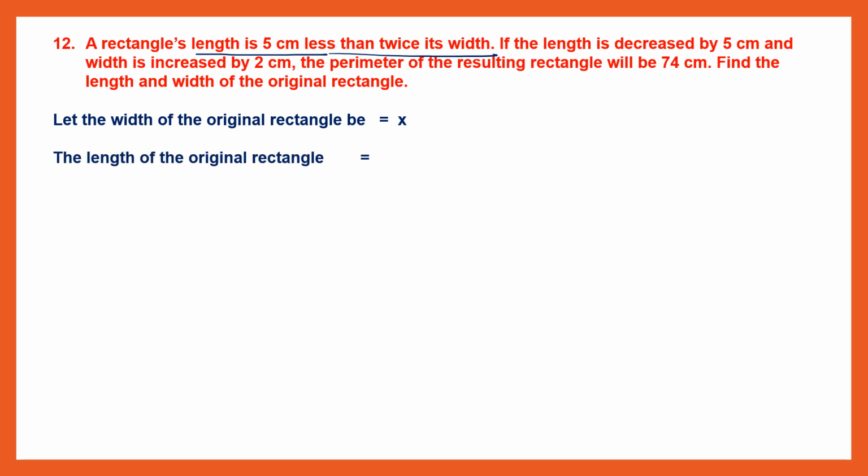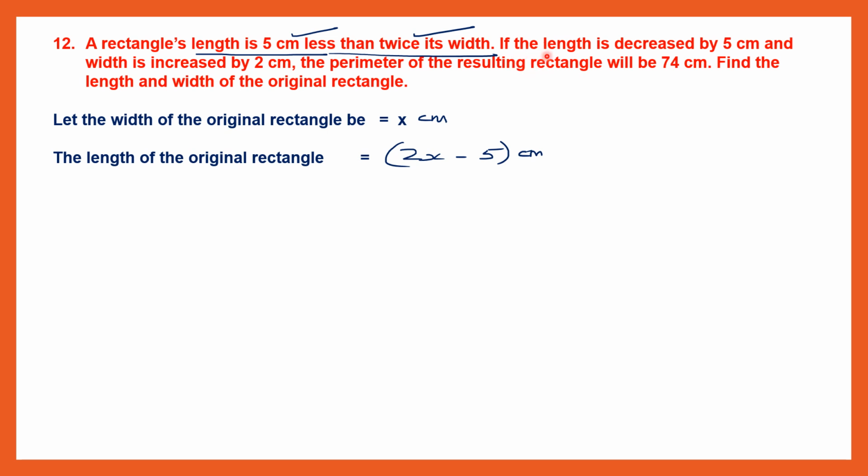So the length of this original rectangle is 5 centimeters less than twice its width. The width is x, twice its width is 2x, and 5 centimeters less than that means 2x minus 5. Let's write the centimeters here. This is the length of the original rectangle.